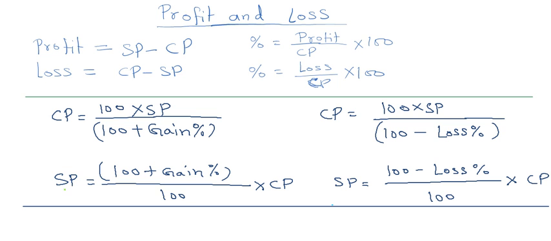Then if cost price is given, you can find out the selling price by using the gain percentage, and this is the formula. Similarly, for loss, you have to just subtract from 100 instead of adding. So now let's see some examples which will make these concepts more clear.